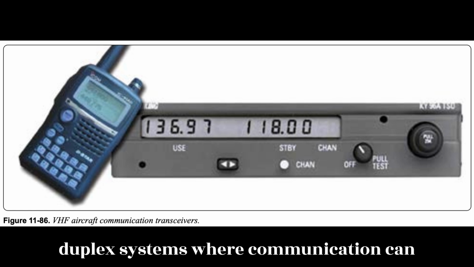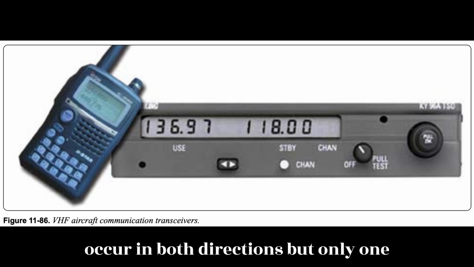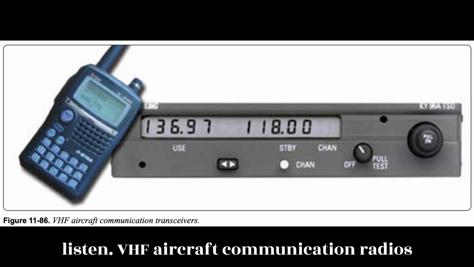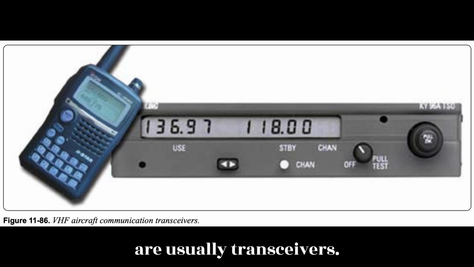Transceivers are half-duplex systems where communication can occur in both directions but only one party can speak while the other must listen. VHF aircraft communication radios are usually transceivers. Figure 11-86.